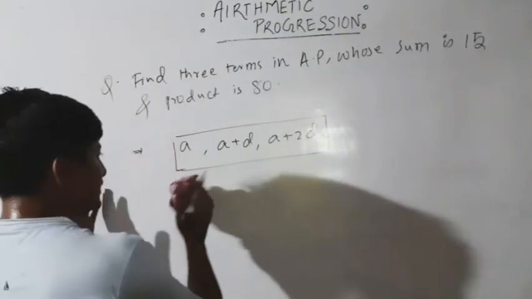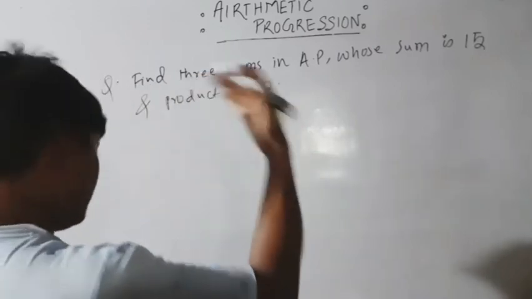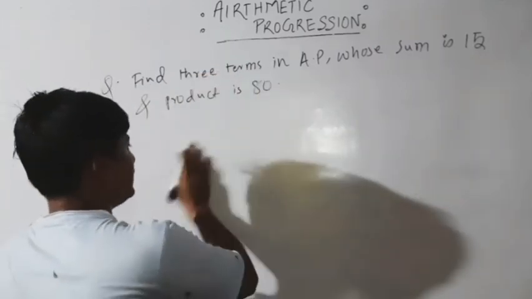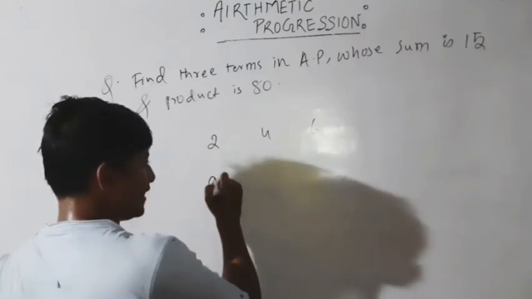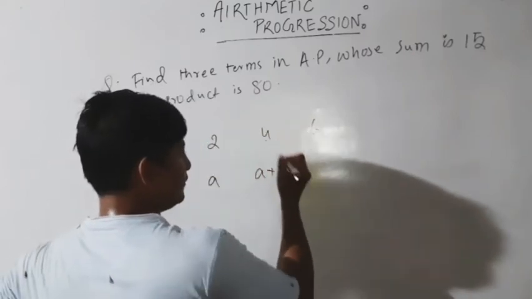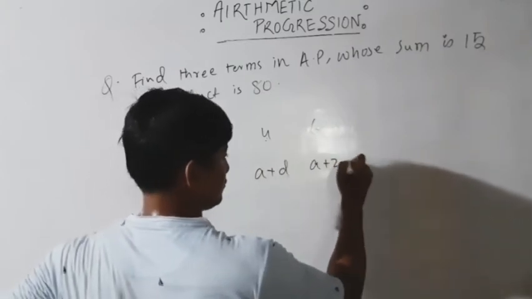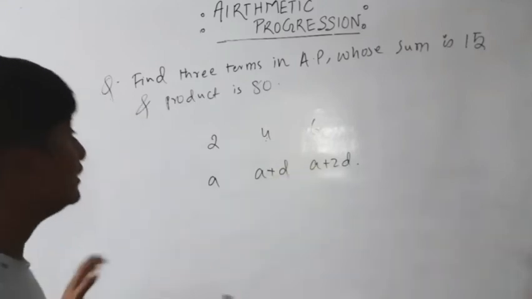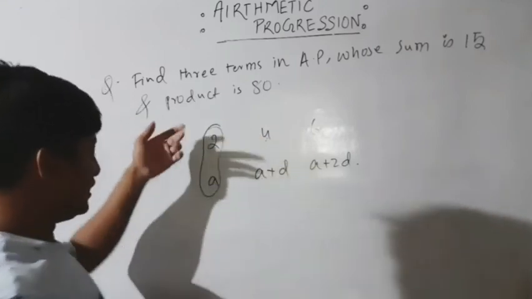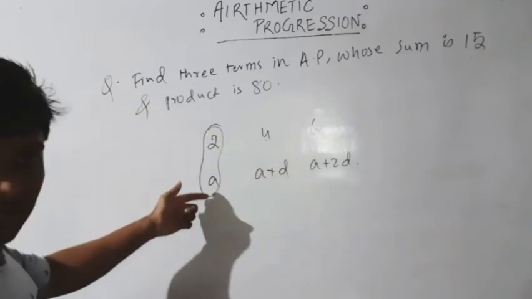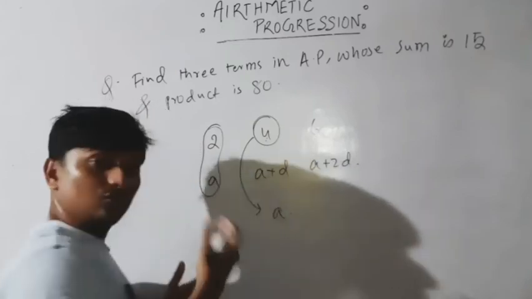So what we can do, I'll take an example and show you how to do this problem more easily. Let us take the example 2, 4, 6. In place of 2, I write a, in place of 4 I can write a plus d, and in place of 6 I can write a plus 2d, isn't it? That I know. But let us denote the middle term by a and see what happens.